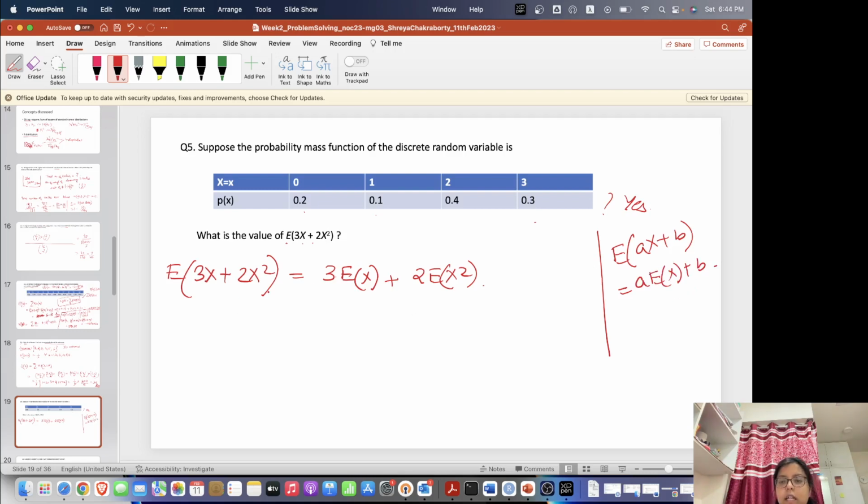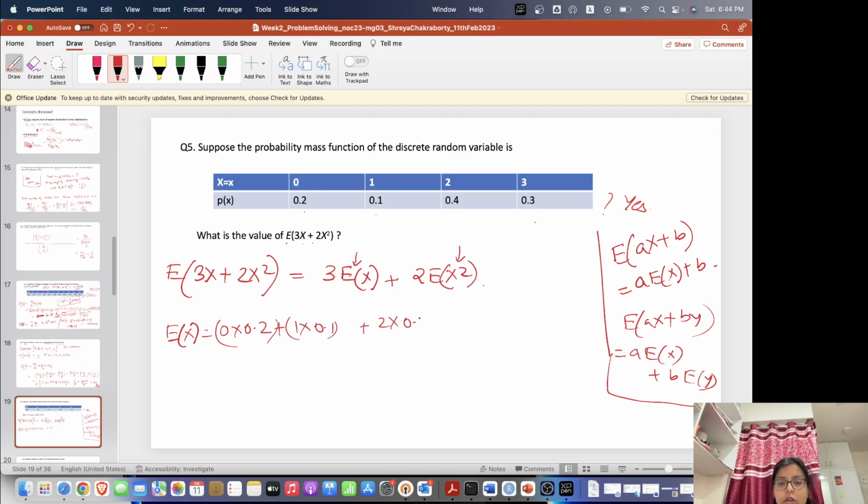Expectation of ax plus b is nothing but a times expectation of x plus b. Similarly, expectation of ax plus by would be a times expectation of x plus b times expectation of y. Following suit, this is what we have. Now we just need to compute expectation of x and expectation of x square. So expectation of x is 0 into 0.2, 1 into 0.1, 2 into 0.4, 3 into 0.3, which gives 0.1, 0.8, 0.9, 1.8.